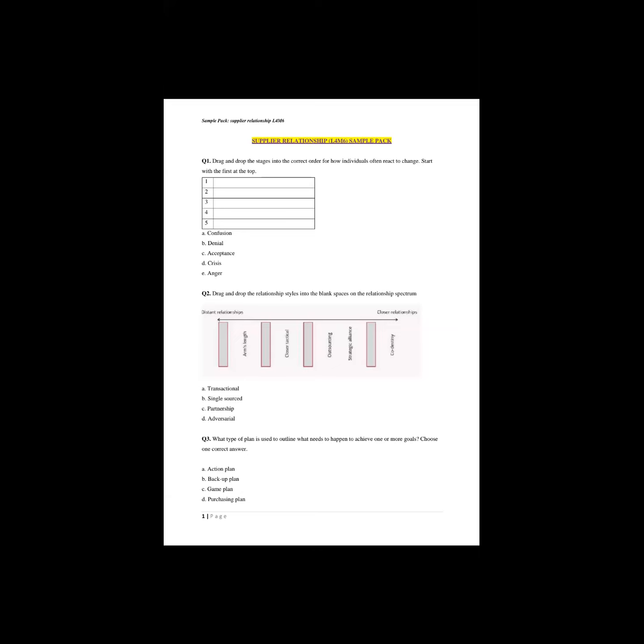Yes, confusion comes in after anger. After denial, there is anger and depression. Oh, okay, before confusion. So there's anger and then confusion, then crisis before acceptance.